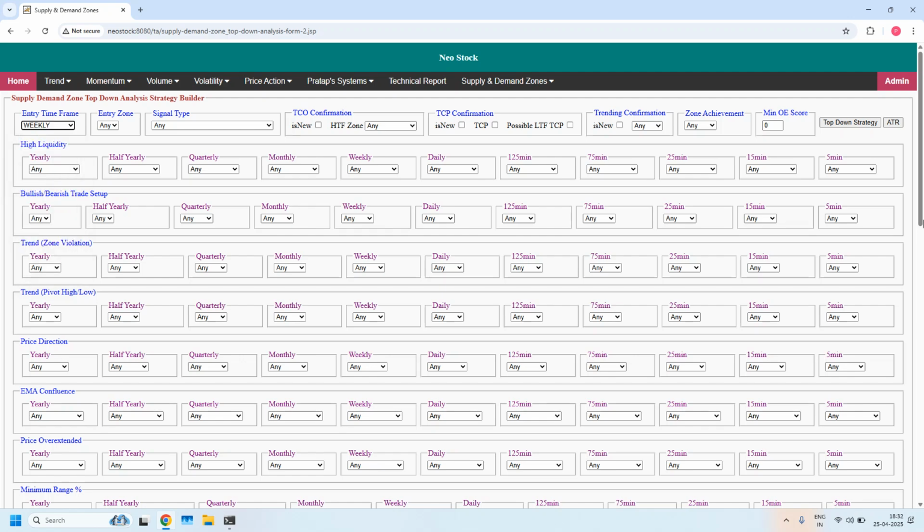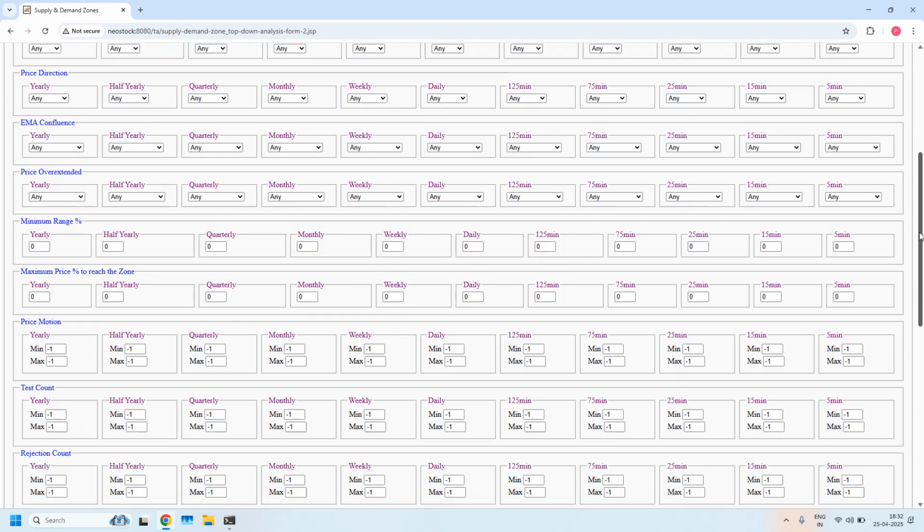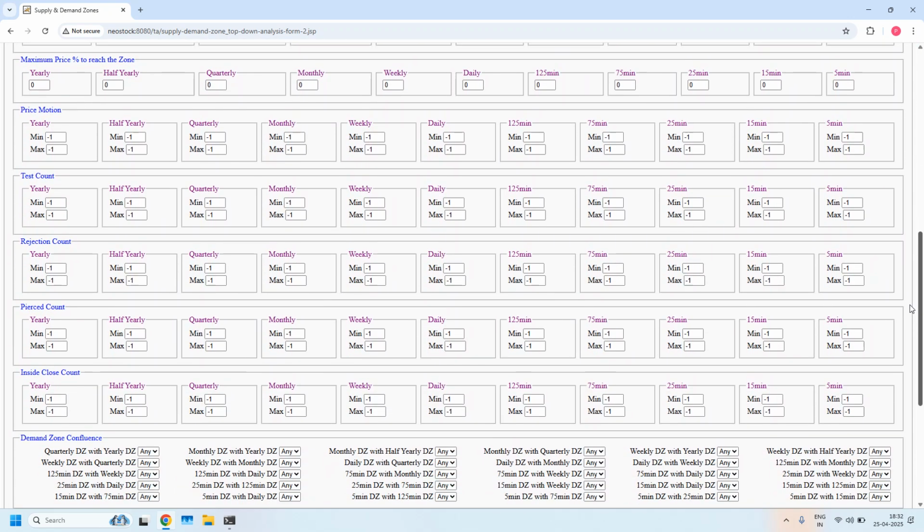So weekly time frame, in the demand zone confluence, I am setting 3 filters. First one is a weekly demand zone having confluence with monthly demand zone. Next, weekly demand zone having confluence with quarterly demand zone. And then monthly demand zone having confluence with quarterly demand zone. With all the 3 filters.